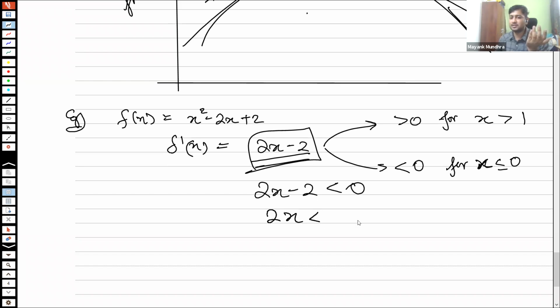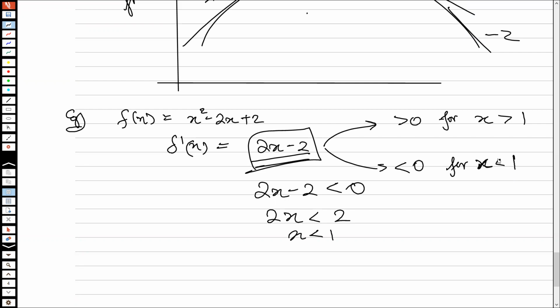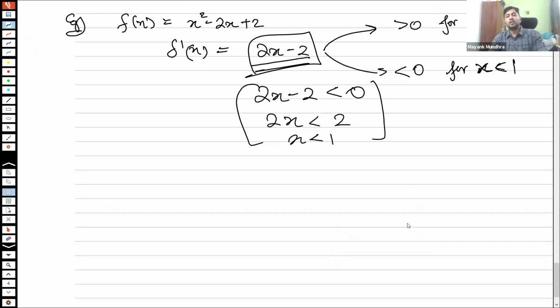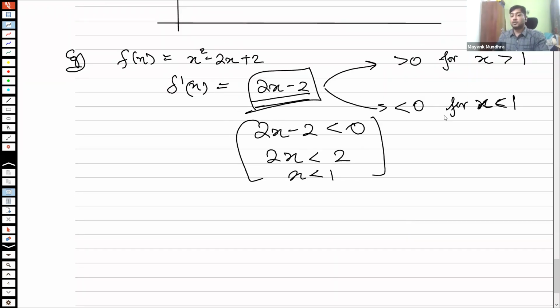You have to write it like this. So this is 2x less than 2. So x, sir, less than 1. What are you doing? Don't lie to me that you're sitting with a notebook, because if you would have, then you would have gotten here very easily. Okay? If you're sitting with a notebook, write on it. Don't stare at it. So x should be less than 1 for negative.